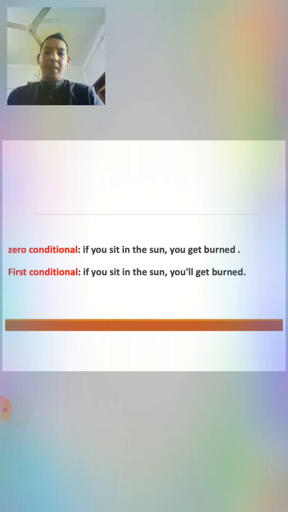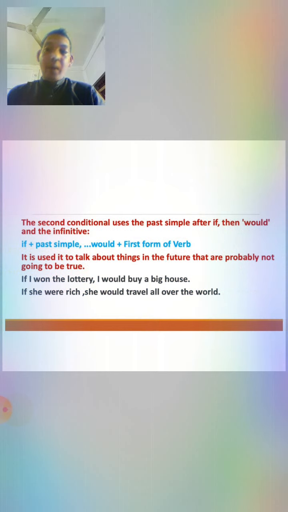The first part of the sentence is the first clause. If you sit in the sun, it is a simple present. In the first conditional also, if you sit in the sun is the simple present. But the difference is in the main clause: in the first one, you get burned, is a simple present. You will get burned is a future. So there is the difference between the zero conditional and the first conditional. And now we can move forward.